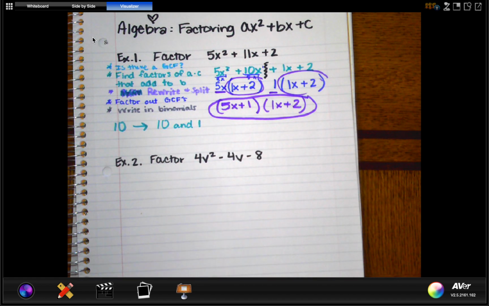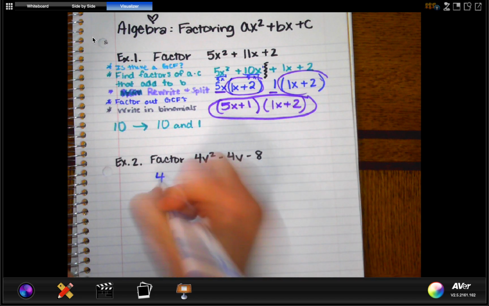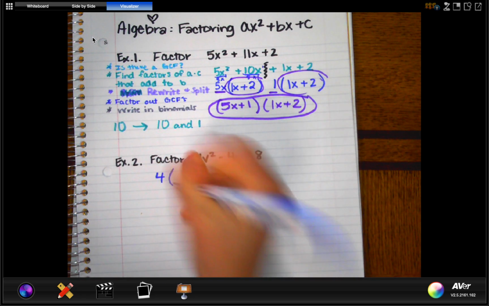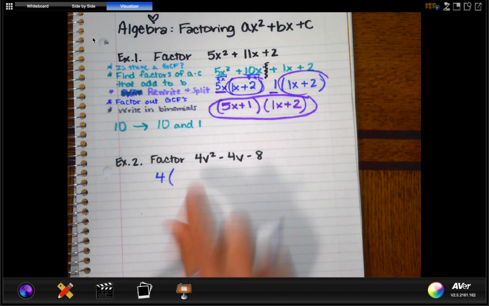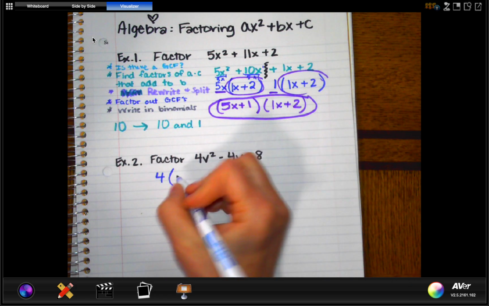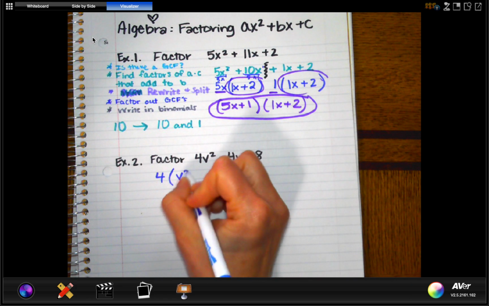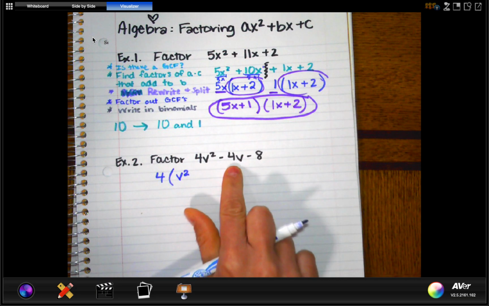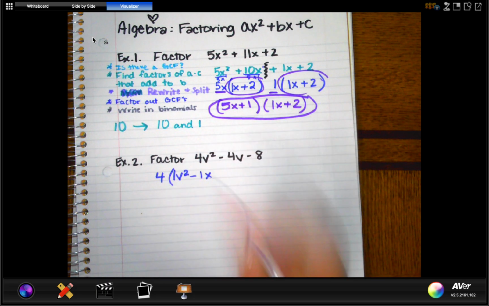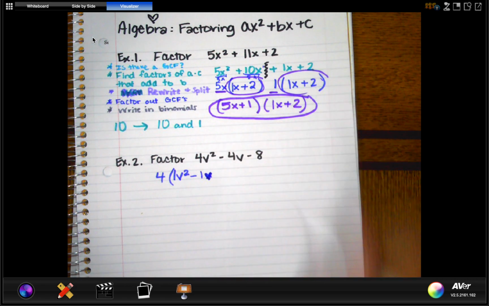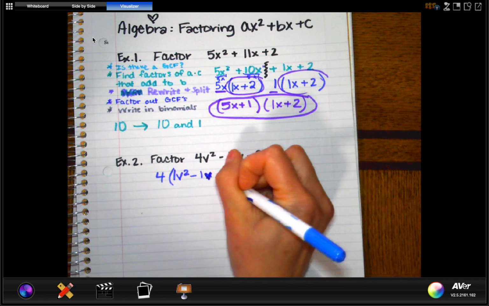Think. Oh, it's 4. So if there is a GCF, we want to take it out first. So we're going to take 4 out, and then we're going to rewrite all 3 terms by dividing the 4 out of them. If I divide this by 4, I'm left with 1v squared. If I do that here, I'm left with minus 1v. Oops, I put an x, sorry. And then if I divide it out here, I'm left with 2.